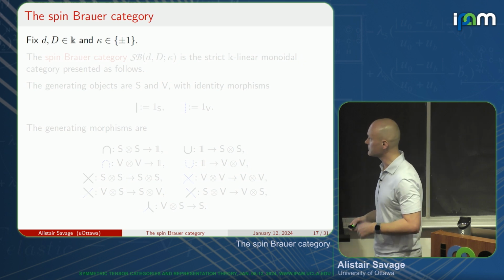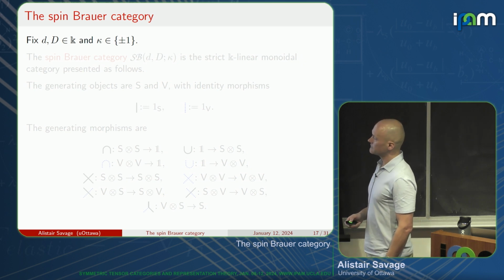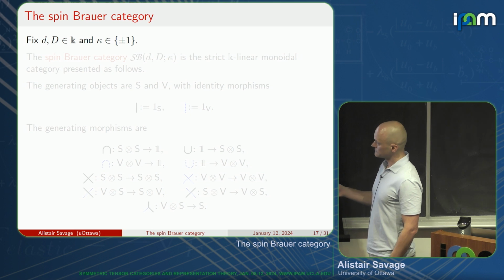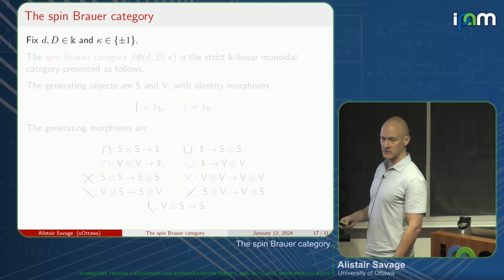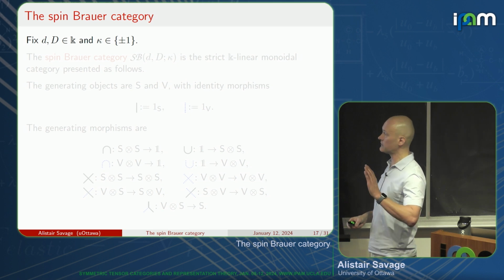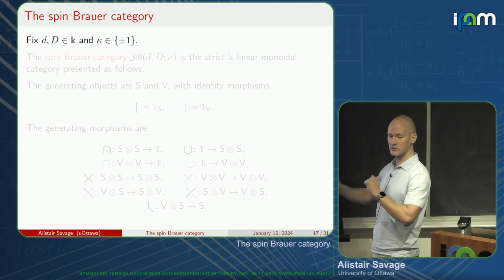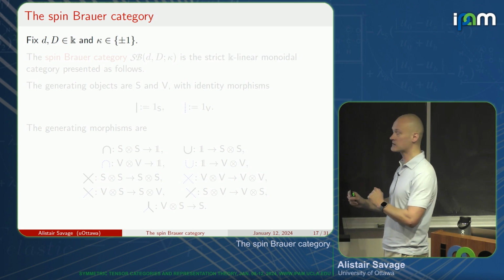Okay, so here's the category. It depends on 3 parameters now. We have these 2 elements of our field, which you should think of as the analogues of n before, because now we're going to have 2 generators. So these are the categorical dimensions of those 2 generating objects.